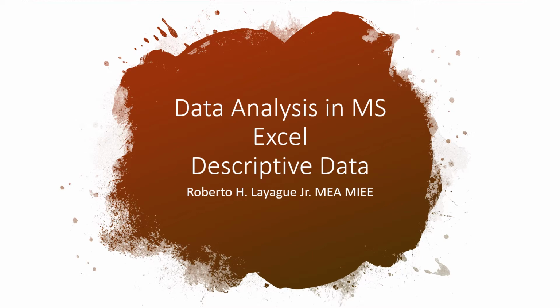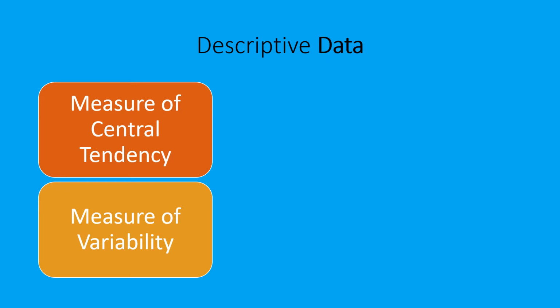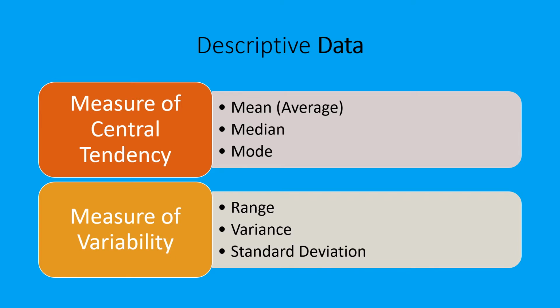So Microsoft Excel descriptive data. So we will focus now on descriptive data. So what is descriptive data? It has measures of central tendency and measures of variability. When we say measure of central tendency, we have the mean, median, and mode, or the average for the mean. For the variability, we have the range, variance, and standard deviation. There is a very long process when you use a spreadsheet on it. However, in Excel, there is a feature that you can easily get all this data in one click.